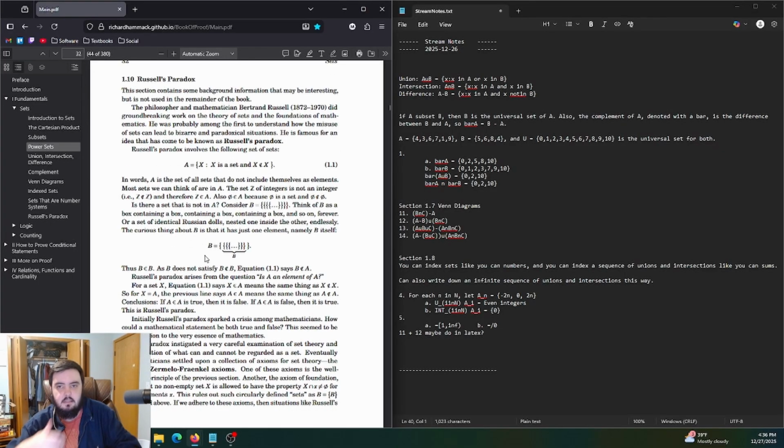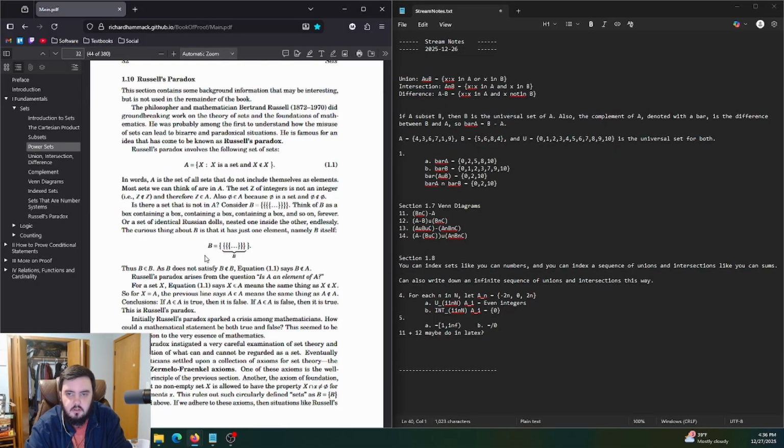Okay, let's see it. This section contains some background information that may be interesting, but it's not used in the remainder of the book. Let's do it. The philosopher and mathematician Bertrand Russell did groundbreaking work on the theory of sets and the foundations of mathematics. He was probably among the first to understand how the misuse of sets can lead to bizarre and paradoxical situations. He is famous for an idea that has come to be known as Russell's paradox.